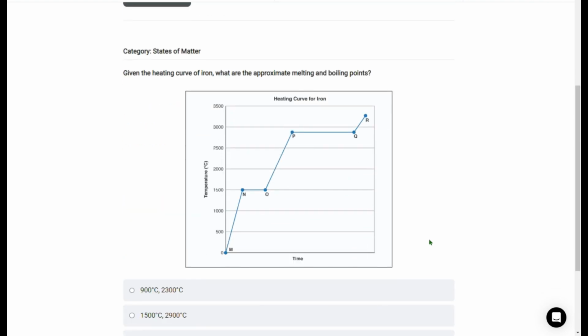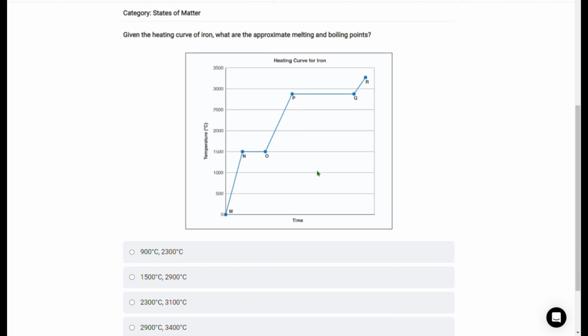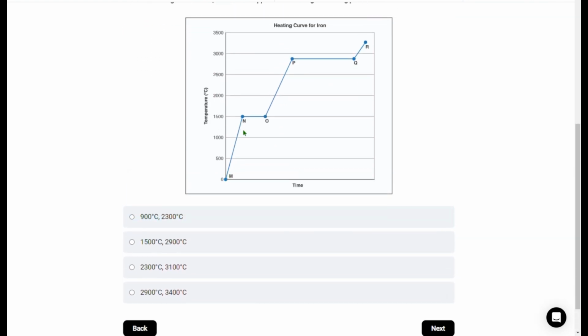Next, given the heating curve of iron, what are the approximate melting and boiling points? As we can see in this graph, it shows the time on the x-axis versus temperature on the y-axis in Celsius. That's pretty important. So we can see that there is a large spike and then kind of a plateau right here, and then another large spike and a plateau again, and then another large spike.